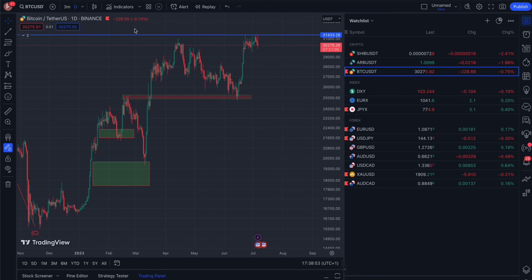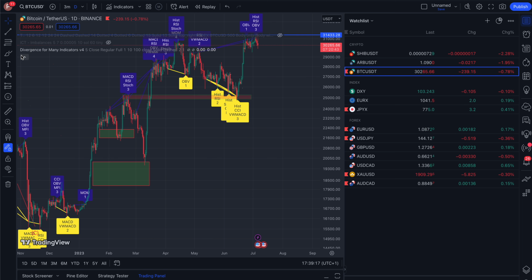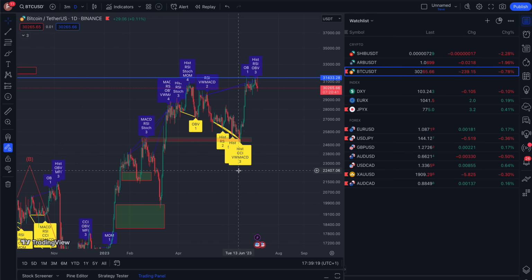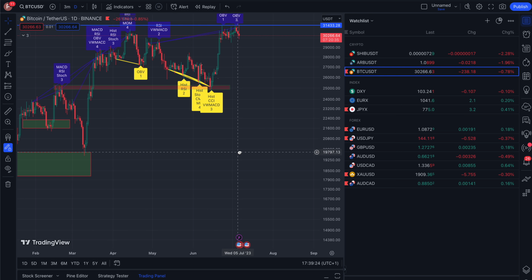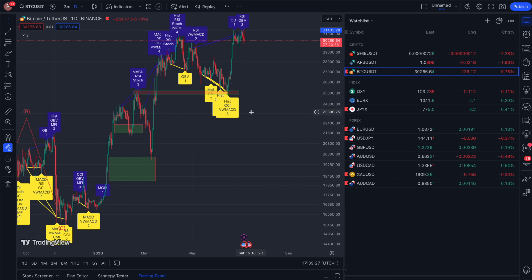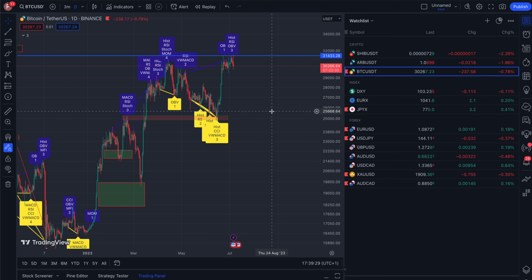Now, personally, I don't have time to be checking these divergences. You have the stock RSI, you have the RSI, you've got the money flow indicator, you've got the MACD. You just don't have the time or the patience to be checking these indicators the whole time, right? So that's where this indicator, divergence for many indicators, comes in handy. Because look, you flick it on and it tells you exactly which indicator and where the divergence is. And I have tested these are valid divergences, so don't worry about that.